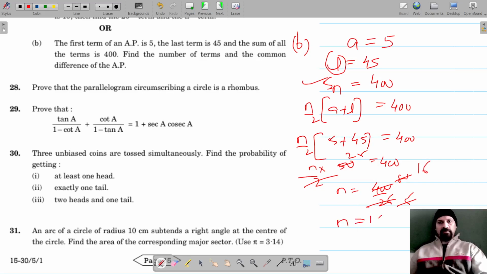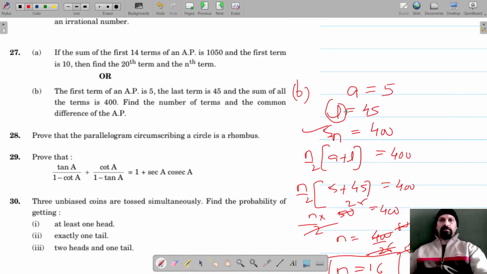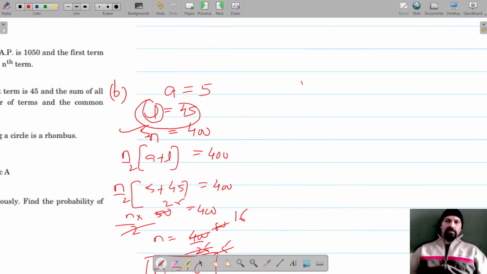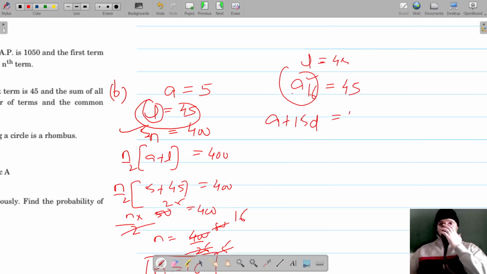So the number of terms is 16, and we also have to find the common difference of the AP. So let's find out the common difference. Let's use the last term. The number of terms is 16, so the 16th term is 45, and the 16th term is given by a plus 15d. A is 5, 15d plus 5 is equal to 45.